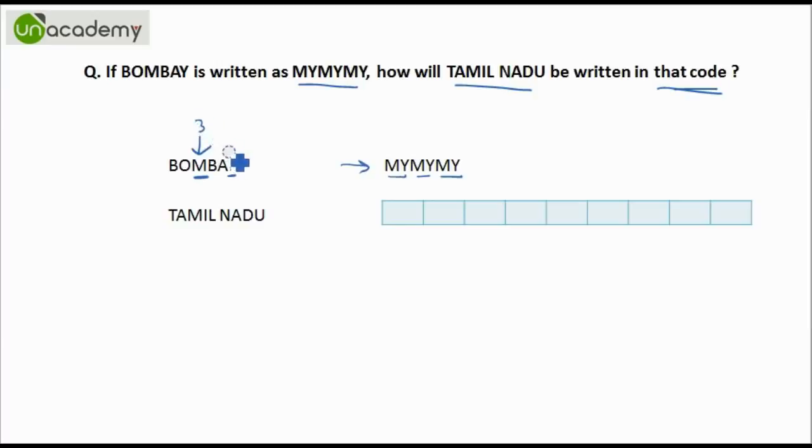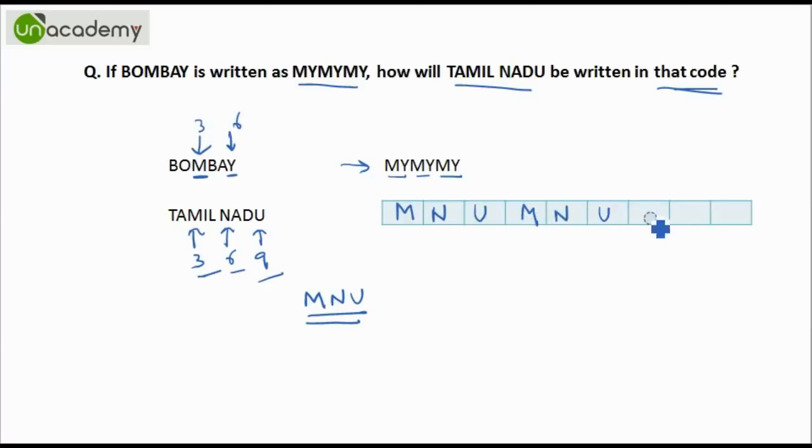This is at the 3rd place and this is at the 6th place, and Tamil Nadu should also follow the same pattern. So 3rd, 6th and 9th places, that is M, N and U, should repeat itself 3 times to form the 9-letter word M, N, U, M, N, U, M, N, U.